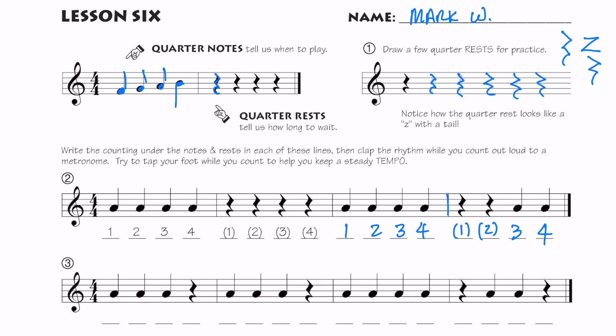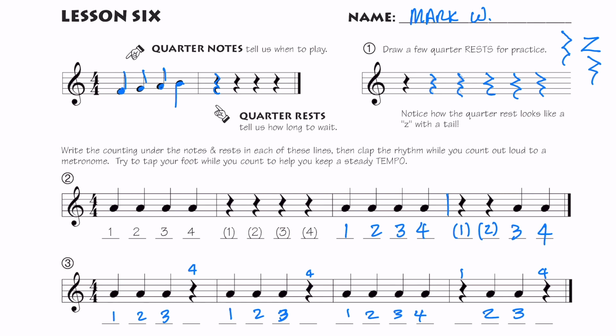We're still in 4/4 time, so let's write in the counts. Remember, 1, 2, 3, 4. Now, what I really like to do is put the number above the rest instead of the parentheses. You can do either way, but I like that because it kind of gets it out of the way. 1, 2, 3. That's a 3. 4 is the rest. 1, 2, 3, 4. That's how I like to do it.